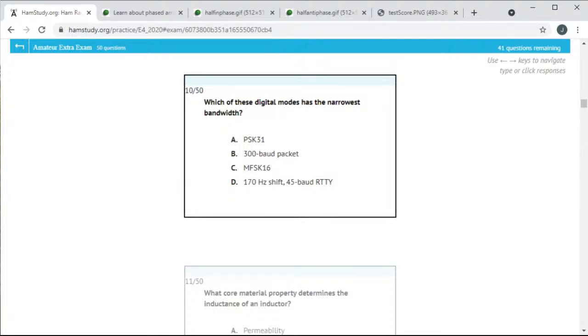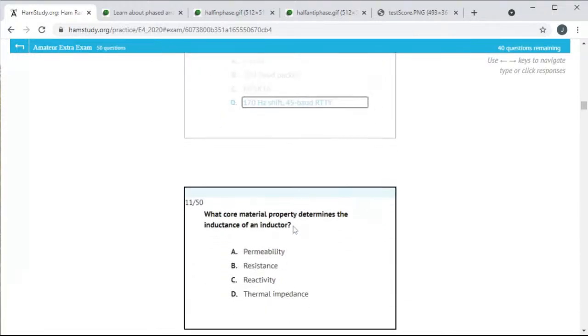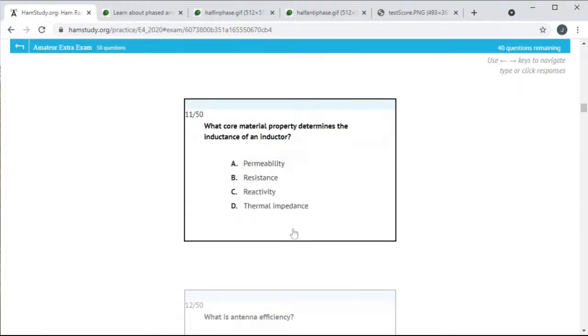MFSK16, D. 170 hertz shift 75 baud RIDI. I'm going to guess RIDI.